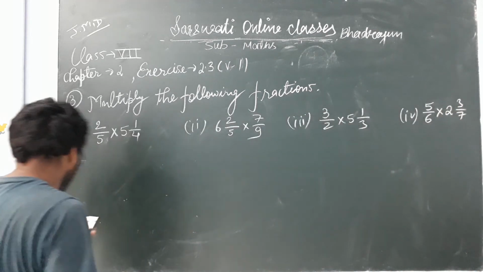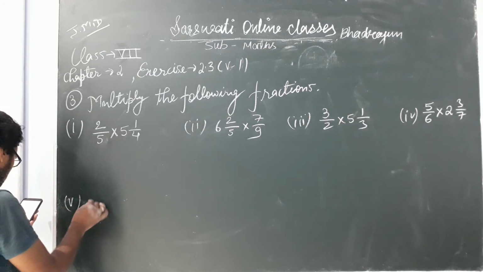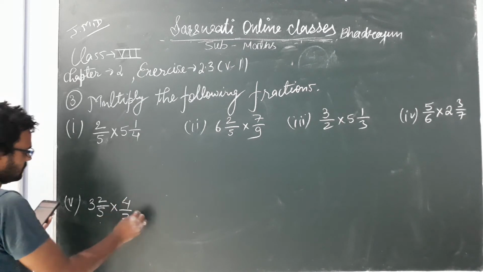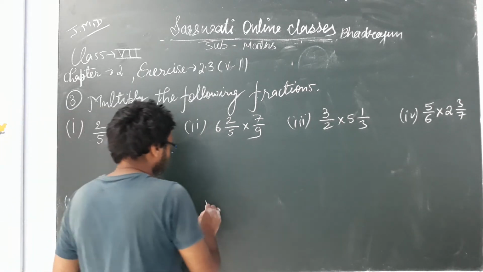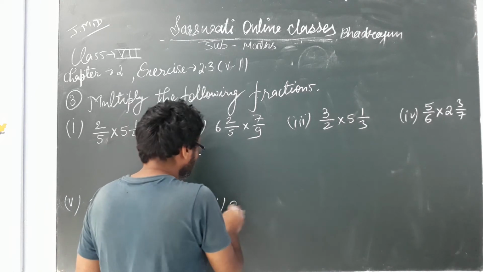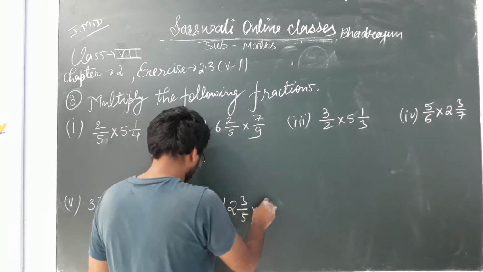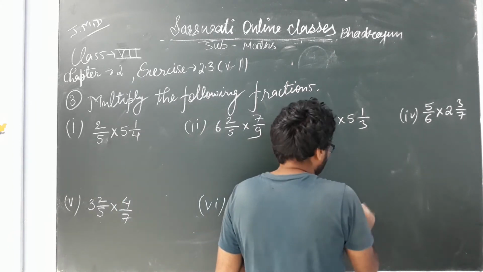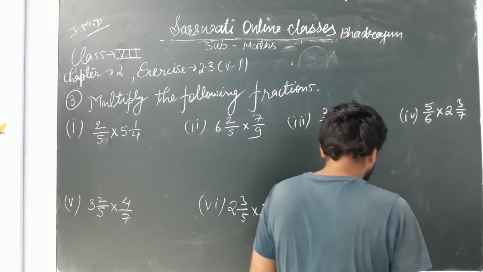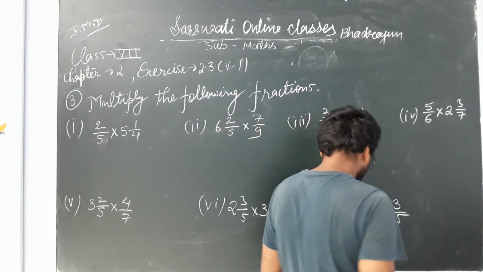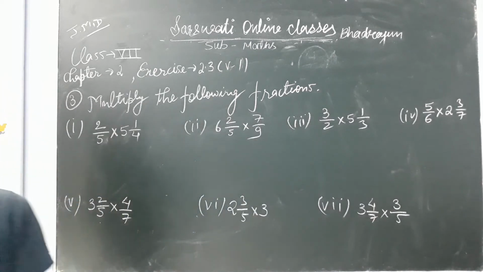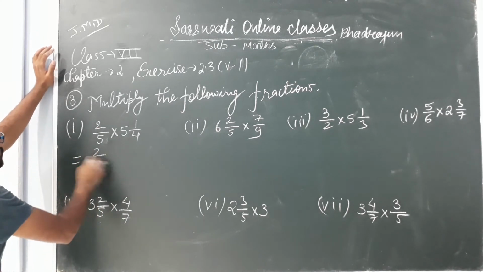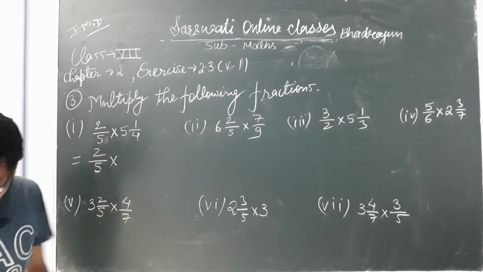Okay. After that, number 5th is 3 whole 2 upon 5 into 4 upon 7, and 6th one is what? 2 whole 3 upon 5 multiplied with 3, and 7th one is 3 whole 4 upon 7 multiplied with 3 upon 5. Okay, so we will go for solution, which is first one is 2 upon 5 multiplied with. Now what we'll do is, listen.